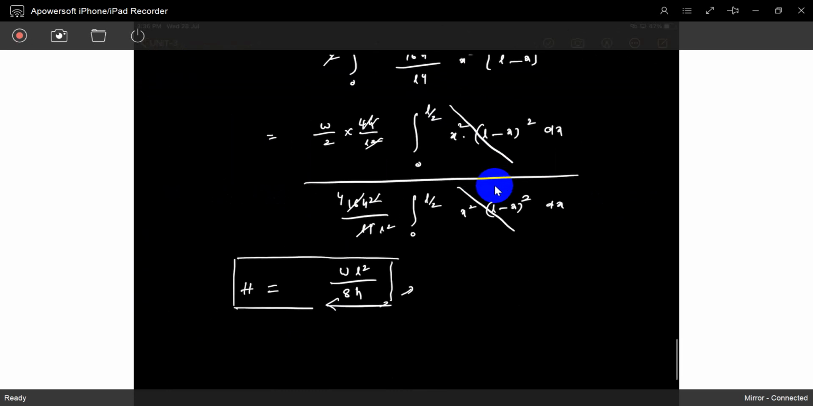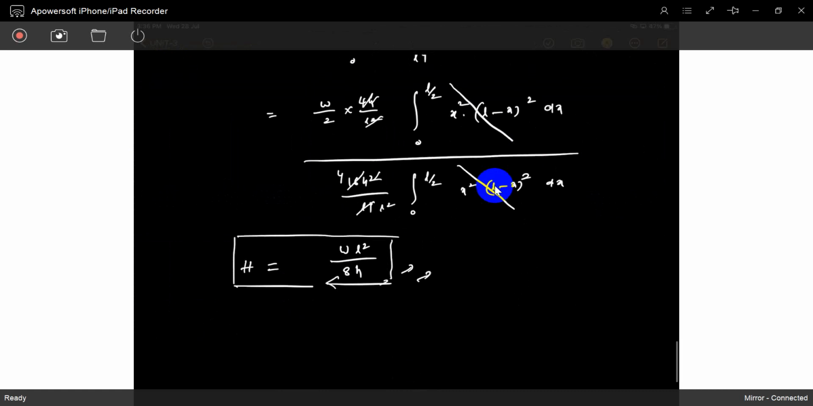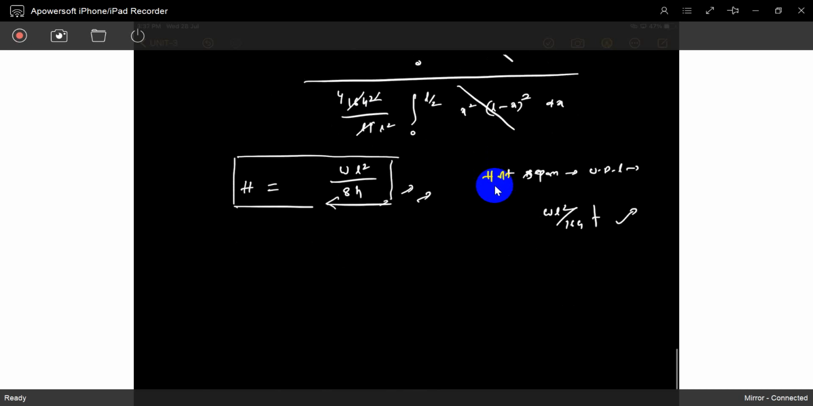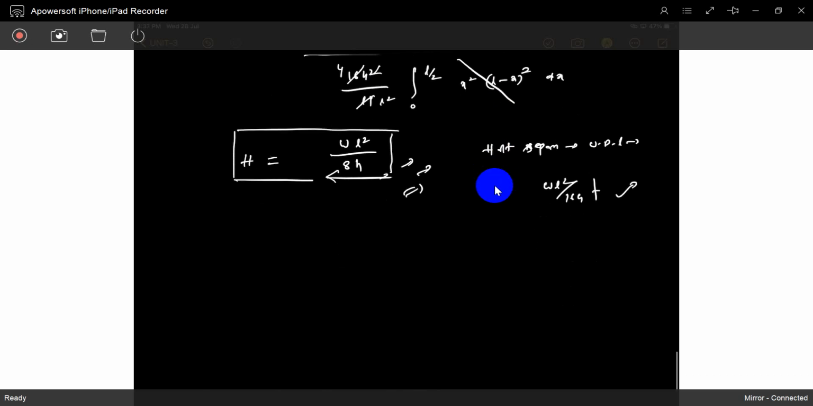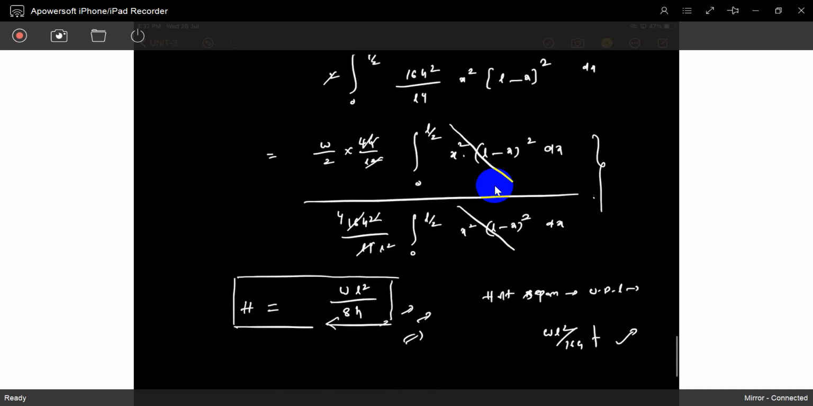So WL square by 8h, that is the value of h. Understood? That's it when uniformly distributed. If only half segment, half portion or half span, has UDL acting, then it is WL square by 16h. That's the story. No need to do calculations. You can directly strike out.